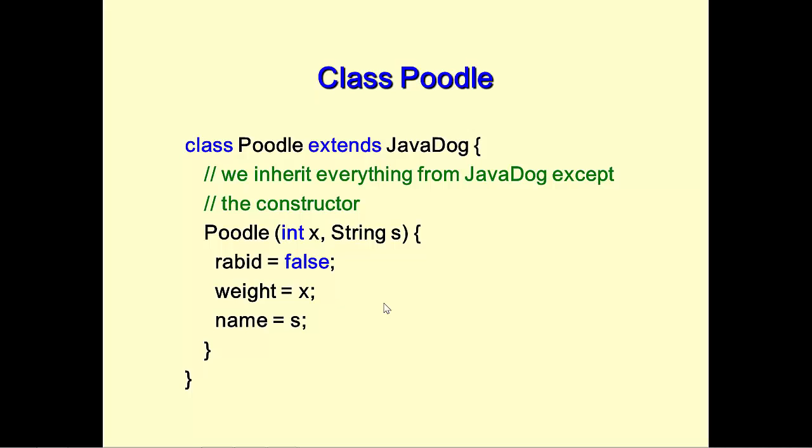Okay, we inherit everything that's public from the Java dog except the constructor. And that makes sense because the constructor says Java dog, it doesn't say poodle. So we still have to create a poodle constructor that's even very similar to the Java dog constructor that you've seen previously.